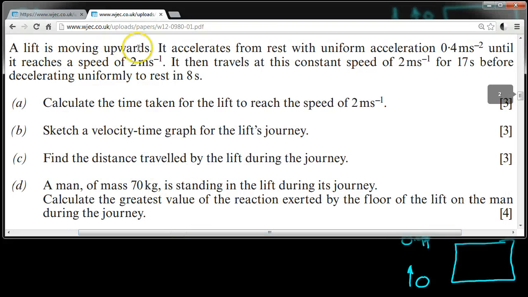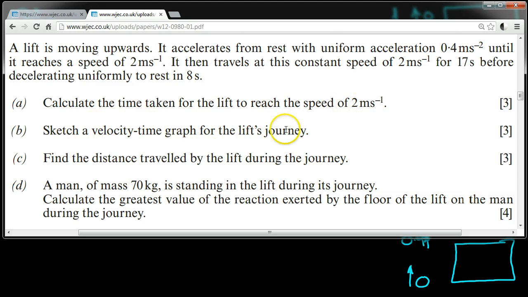A lift is moving upwards. It accelerates from rest with uniform acceleration 0.4 meters per second squared until it reaches a speed of 2 meters per second. It then travels at this constant speed of 2 meters per second for 17 seconds before decelerating uniformly to rest in 8 seconds. Calculate the time taken for the lift to reach a speed of 2 meters per second.